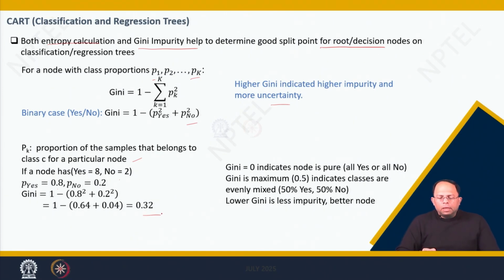So Gini equal to 0 indicates the node is pure, that is, everything is either yes or no, and that is what we want in the leaf nodes. Gini is maximum at 0.5, same as entropy, which indicates classes are evenly mixed, 50% yes, 50% no. Lower Gini means less impurity, and it's a better choice for a node.